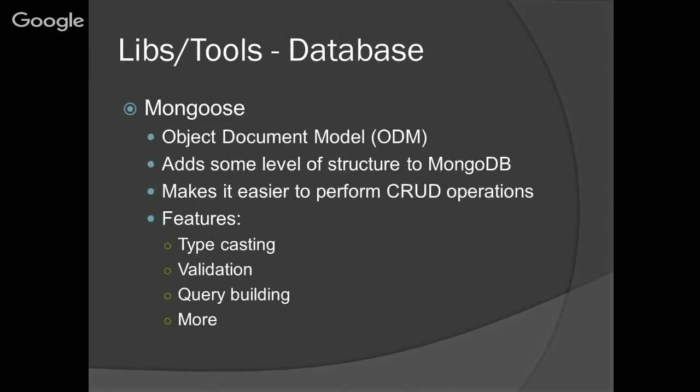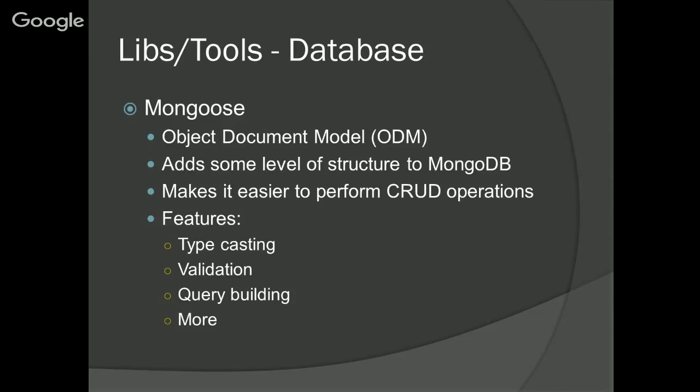On the database end, I briefly mentioned Mongoose. Mongoose is a JavaScript library that is an object document mapper. I guess I wrote model. I don't know if the terms are interchangeable, but it's the same thing as an ORM, but for a document database. It adds some level of structure to MongoDB, so you can have validation constraints. You don't need them. You can leave them out. It's up to you.